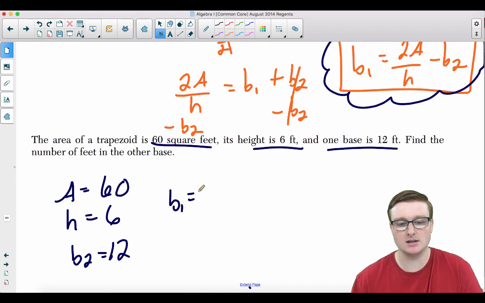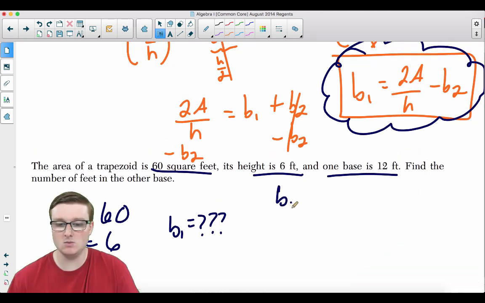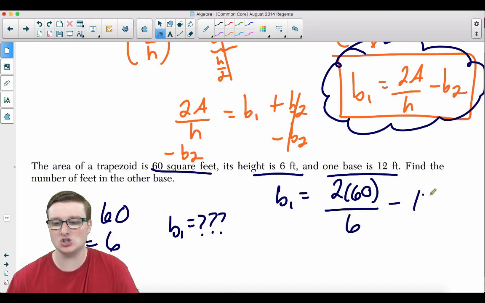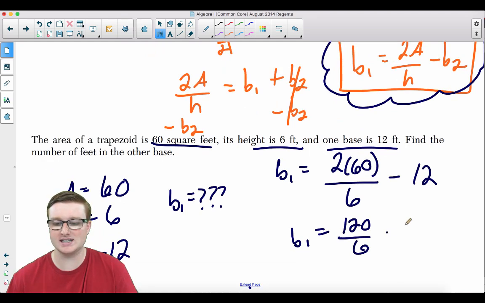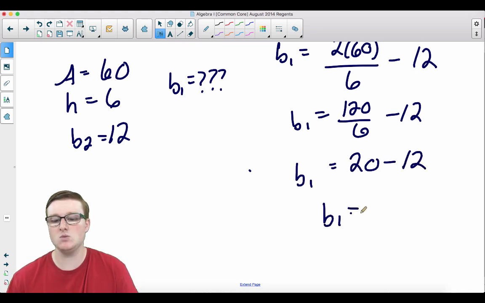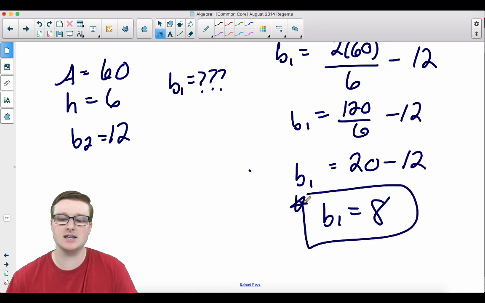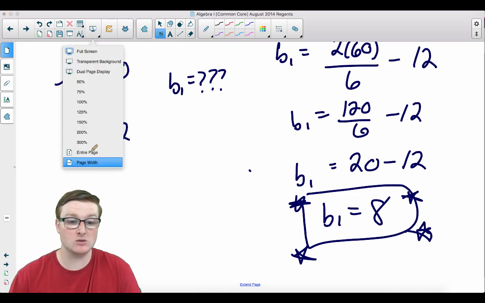What is b1? Okay, so let's go ahead and plug it in. So we get b1 equals 2 times 60 over 6 minus 12. Just plug it in. So b1 is equal to 60 times 2 is 120 over 6 minus 12. So we get b1 is equal to 20 minus 12, and then your b1 is equal to 8. Ladies and gentlemen, this is the value of your second base of the trapezoid, and that is b1 equals 8.